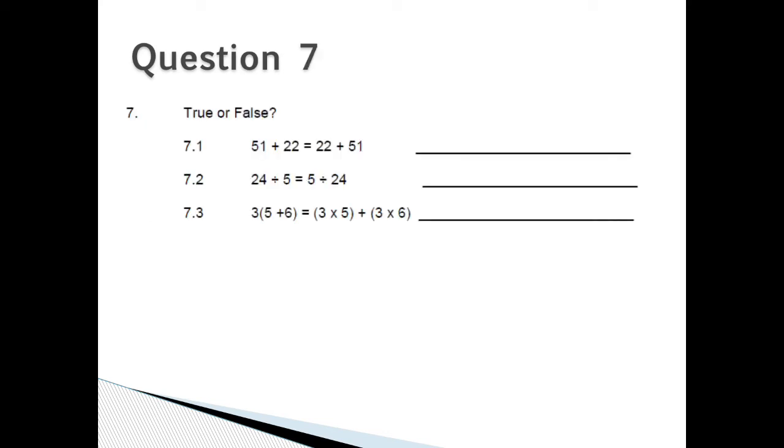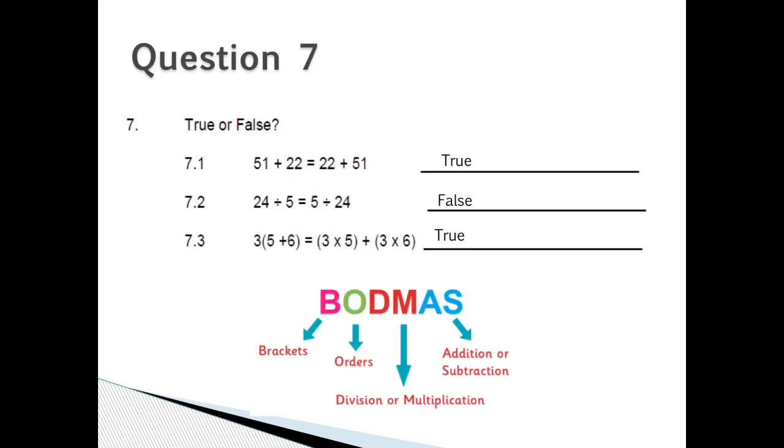Are the following items true or false? 7.1. 51 plus 22 is equal to 22 plus 51. 7.2. 24 divided by 5 is equal to 5 divided by 24. And 7.3. 3 brackets 5 plus 6 is equal to 3 times 5 plus 3 times 6. It's important to remember the rules for BODMAS. Brackets first, order second, then division and multiplication, then addition and subtraction.